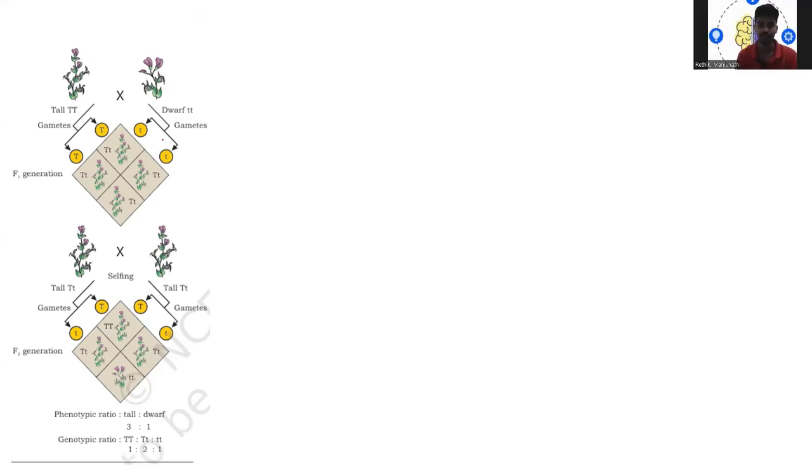So as I told you, the gene codes for a pair of contrasting characters. And whenever we are writing or describing it, it is always represented by alphabets. Say if it is tall, it is capital T, and if it is dwarf, small t, something like that.